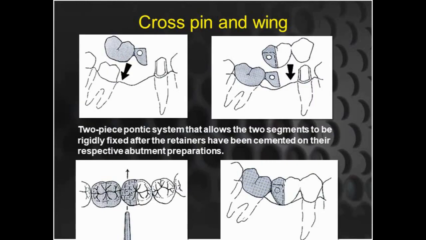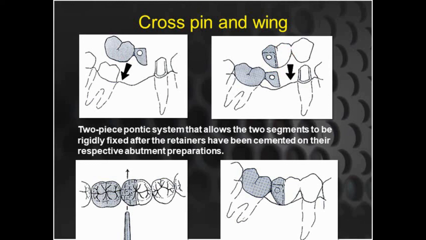Finally, the cross pin and wing connector. This is a two-piece Pontic system that allows the two segments to be rigidly fixed after the retainers have been cemented on their respective abutment preparations. So this is also similar to the split Pontic connector. The Pontic is actually split, and it has two parts. One is the distal retainer and wing, and the next part is the retainer Pontic segment.